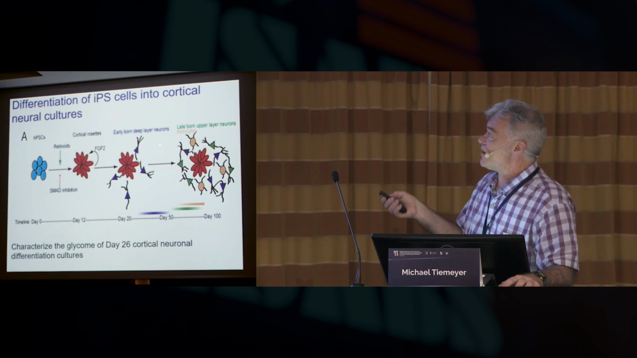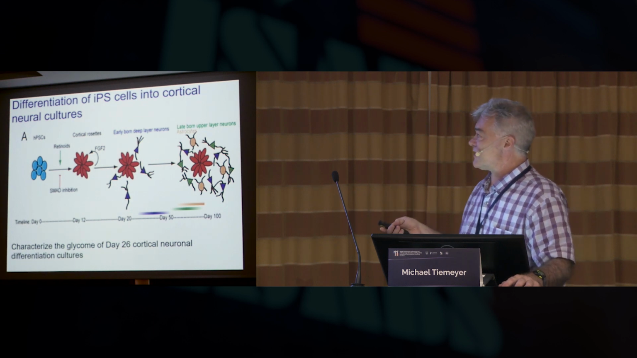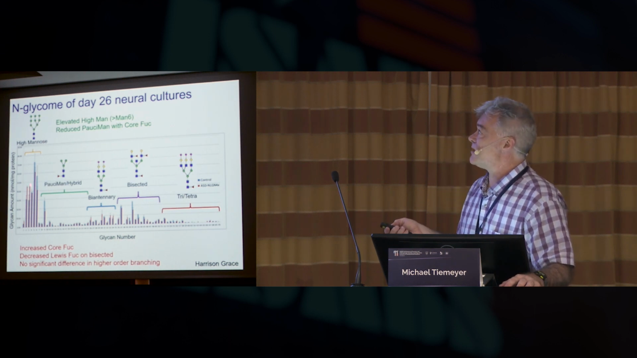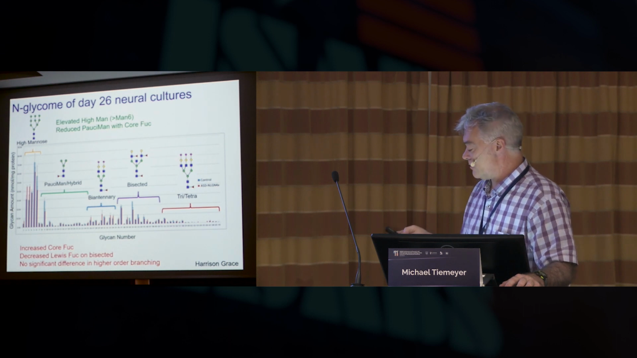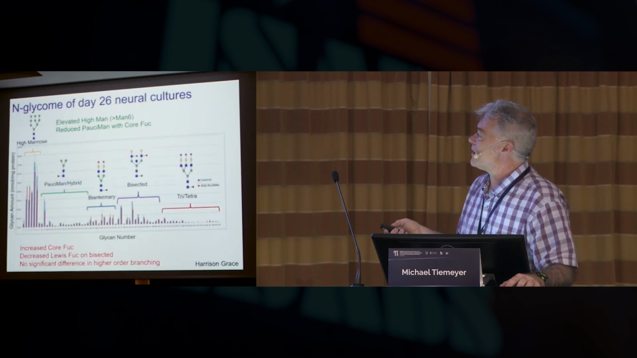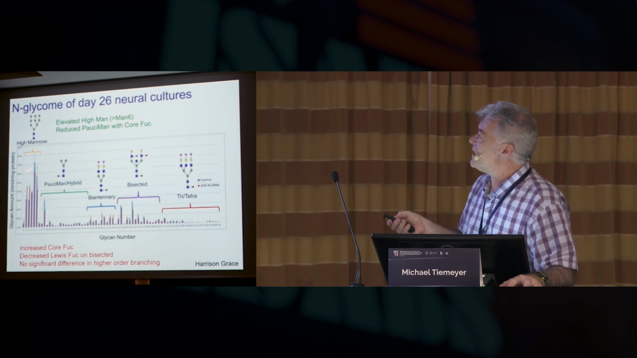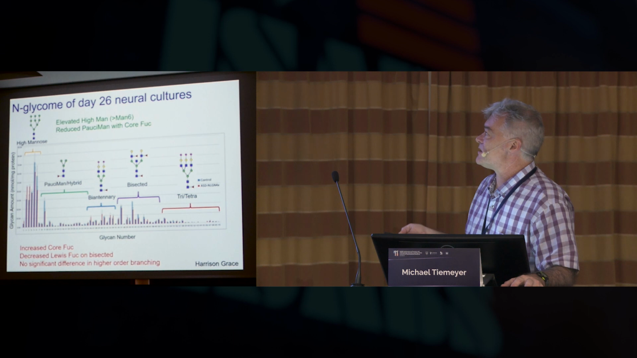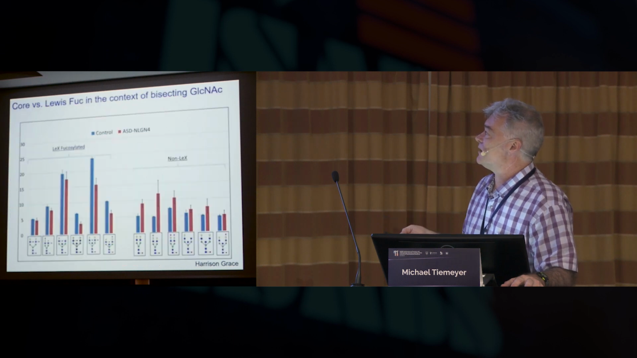So we characterized the glycome of these cultures at day 26, both in the wild type or normal patient iPS cells and the neuroligin 4 iPS cells, and we saw a couple trends. The first is we saw increased core fucosylation, especially on biantennary structures. In the patient, we saw decreased Lewis fucosylated structures, but primarily on bisected glycans and not on non-bisected glycans. And really not much of a significant difference in any of the more higher complexity glycans.